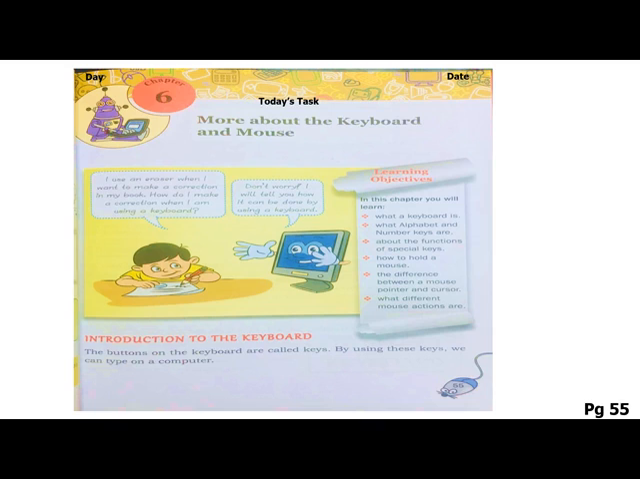Our unit number is 6, more about the keyboard and mouse. Introduction to the keyboard. The buttons on the keyboard are called keys. By using these keys, we can type on a computer. Students, as you have learned about keyboard, the keyboard is an input device which is used to type letters, poems, and many other things on the computer. When you type on the keyboard, the letters which you press on the keyboard appear on the screen of the monitor.